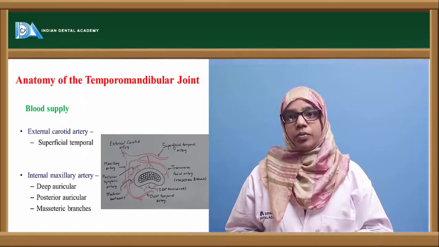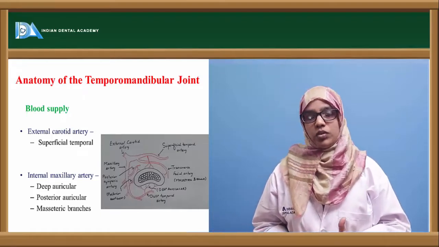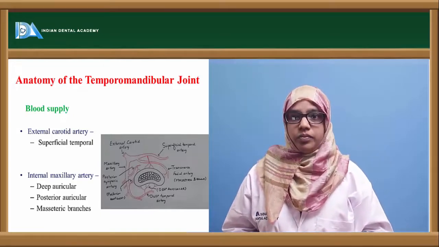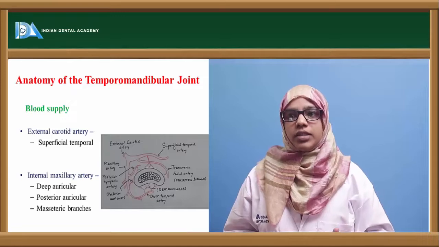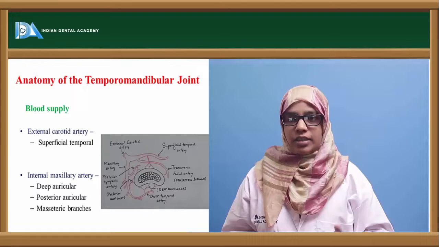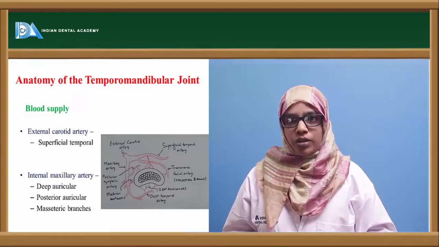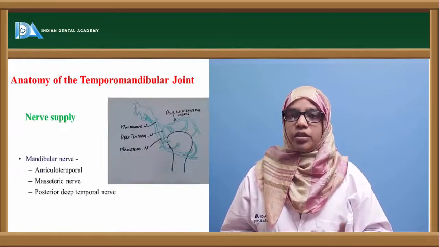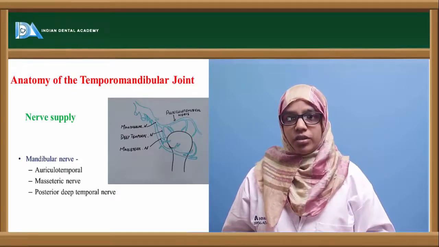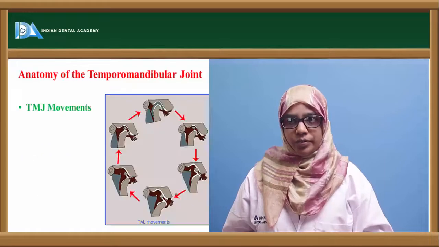The lateral part of the temporomandibular joint is supplied by the superficial temporal nerve, which is a branch of the external carotid artery, whereas the deep and the medial surface is supplied by the internal carotid artery and its branches, that is the deep auricular, posterior auricular and masseteric branches. The nerve supply is basically from the mandibular nerve, that is auriculotemporal nerve, masseteric nerve and posterior deep temporal nerve.